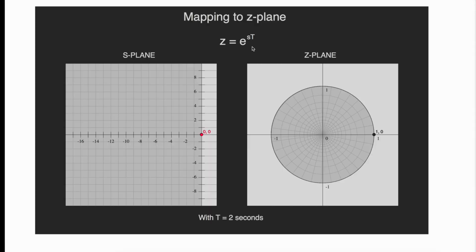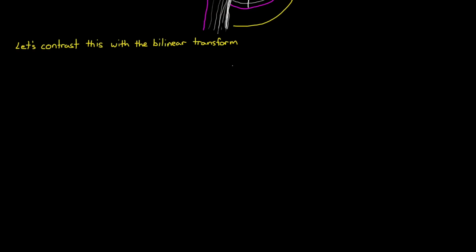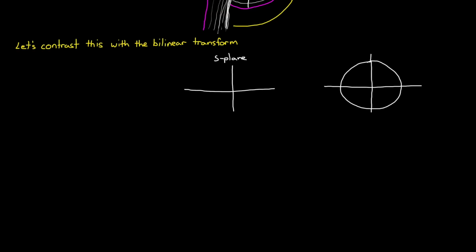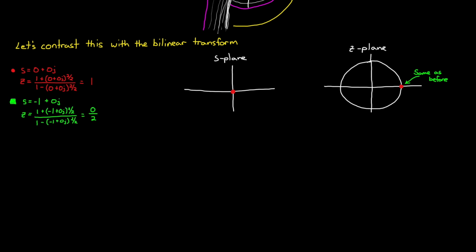Now keep that in mind as we contrast this behavior with the bilinear transform. We'll start by drawing out a blank s-plane and z-plane again, and then convert the same 4 points that we did with e to the st, but this time using the bilinear transform. We'll start with the origin in the s-plane, which maps to the point plus 1 in the z-plane, the same as we got before. But this time the point s equals minus 1 maps exactly to the origin in the z-plane. And the point s equals 0 plus j maps to j in the z-plane.